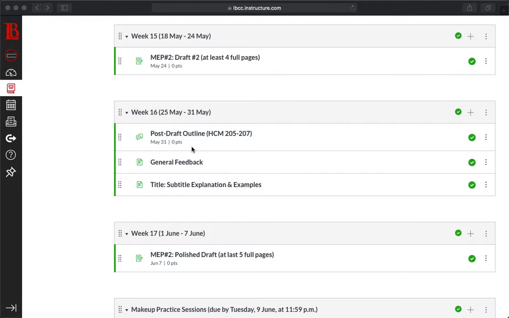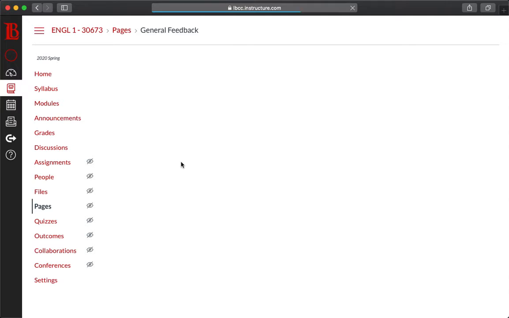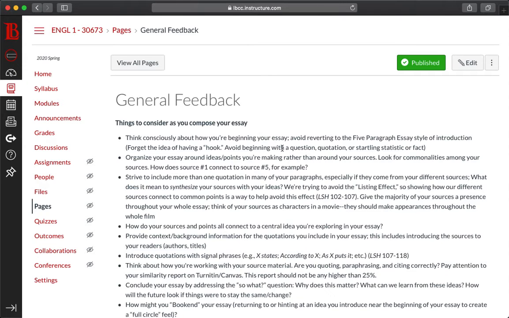Okay, so I'd like to walk us through the general feedback document that I created. So let's take a look at this. All of these items are things that I'm going to be paying attention to in your polished draft. So it's important that you're striving to incorporate these ideas into your draft because again, it's what I'm paying attention to, the key ideas, key things.